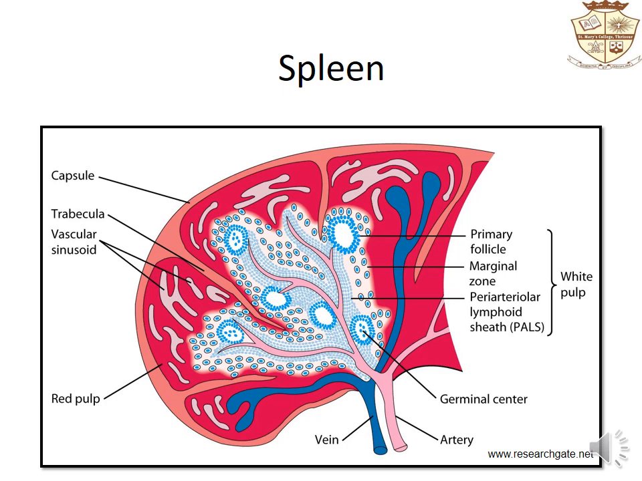The white pulp area of the spleen surrounds the splenic artery and forms the PALS, or periarteriolar lymphoid sheath. PALS mainly has a larger population of T lymphocytes. There are several primary lymphoid follicles in the periarteriolar lymphoid sheath. These primary lymphoid follicles contain larger numbers of B lymphocytes. There are also lymphocytes and macrophages in the PALS.